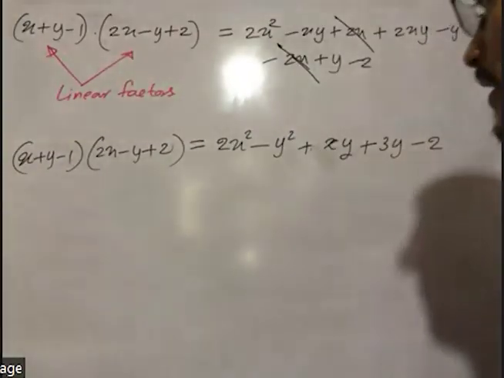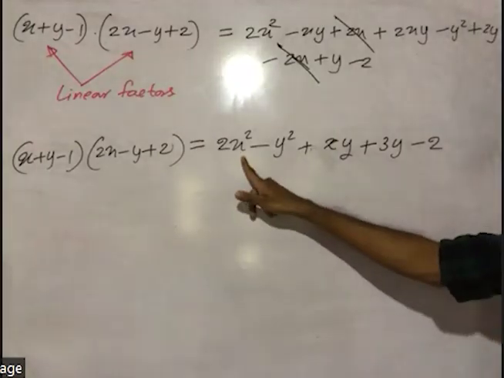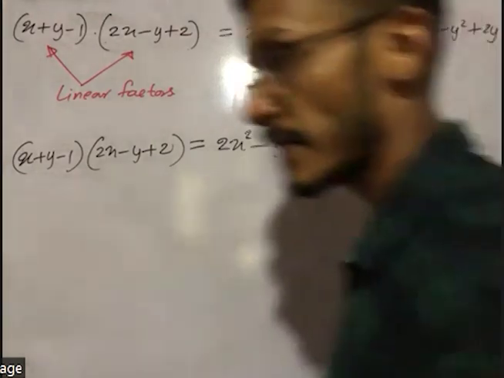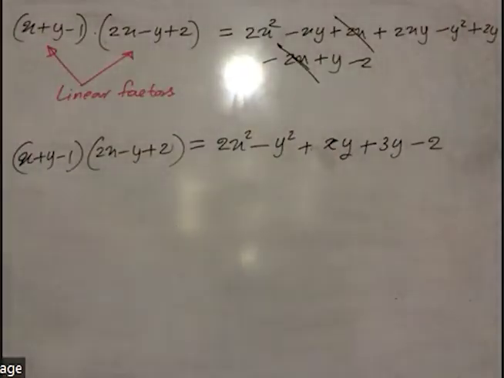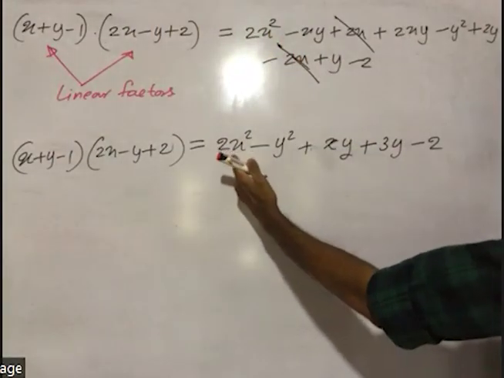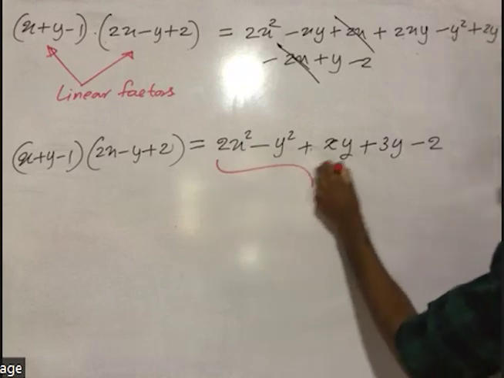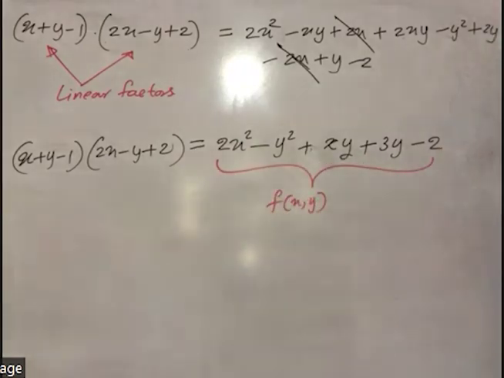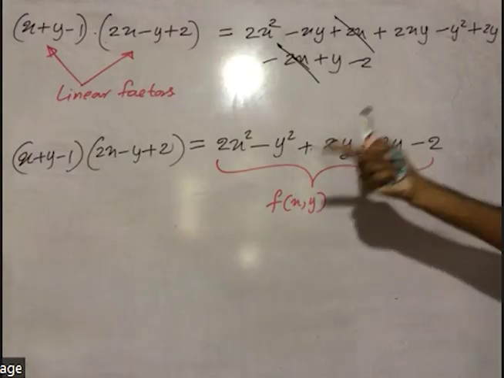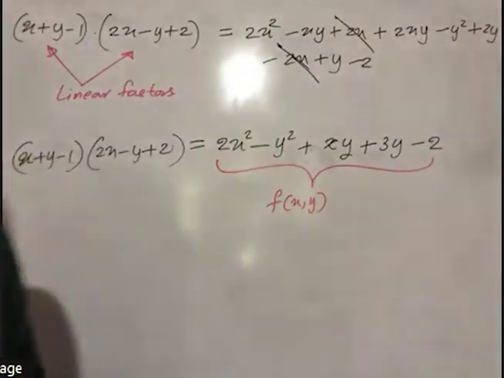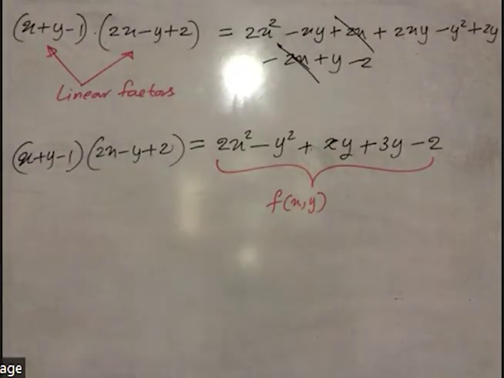Now, if you look at this one, here we have an x square term, y square term, xy term, y term, and a constant term. There are two variables here. The first variable is x, the second one is y. So we can denote this function as f(x, y). f(x, y) means a function of x and y. f(x) means a function of only x. So this is the notation f(x, y).